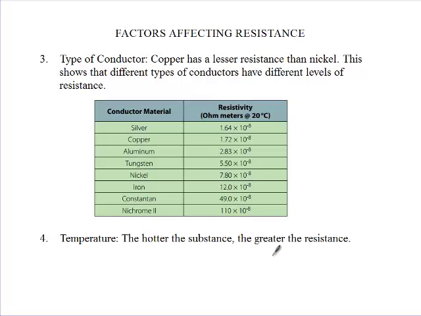The second thing we talked about was the thickness of the wire. Thicker wires conduct more current. Thinner wires conduct less current. So thicker wires have less resistivity. The third point is the type of conductor, and the last point is the temperature.